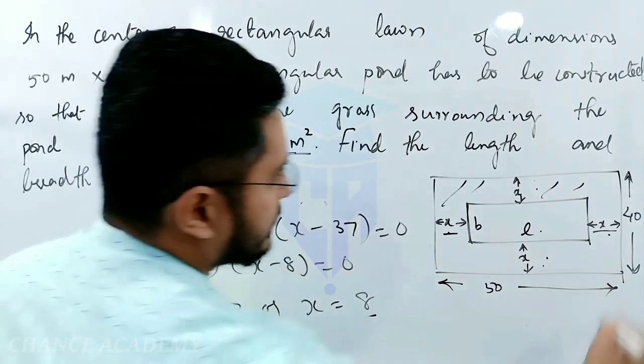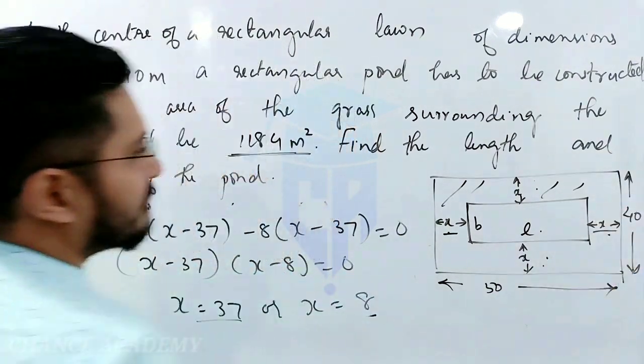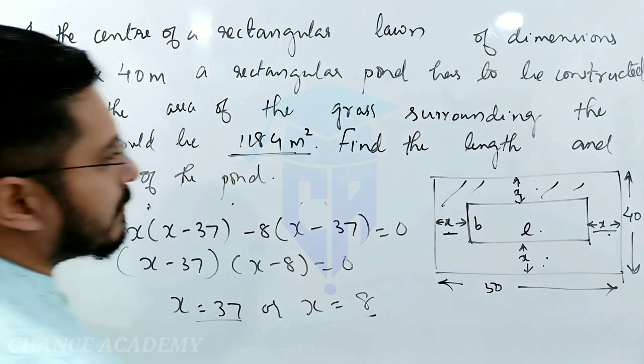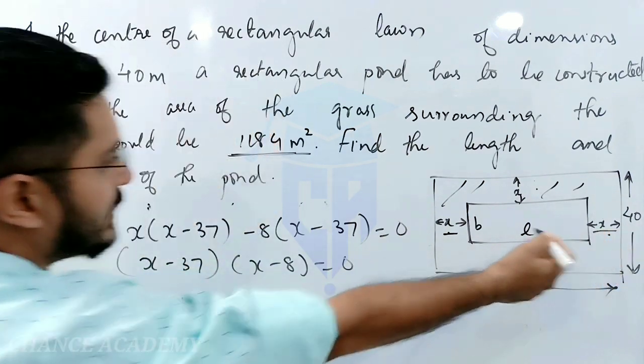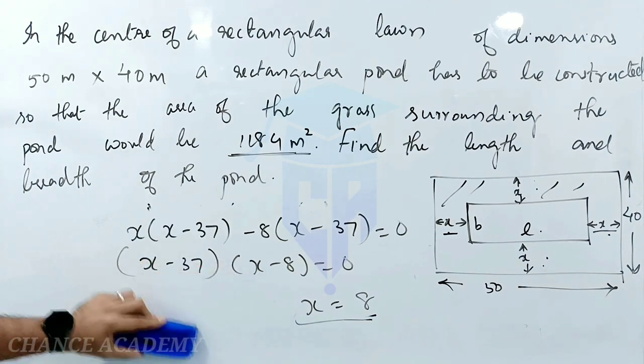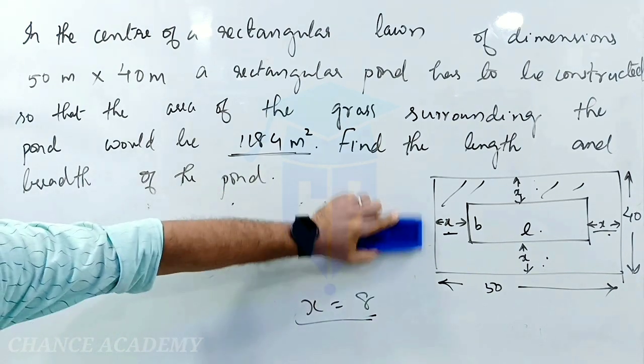But actually this length is only 40. So how can you reduce 74 from 40 so that you will be getting a minus length? So it cannot be the value for x. So you must take x as 8, the smaller one. So now you got x as 8.